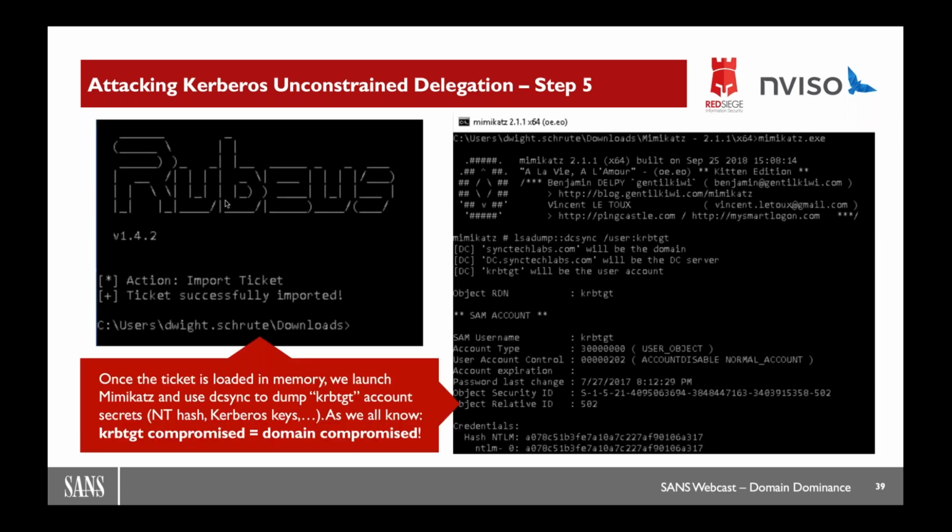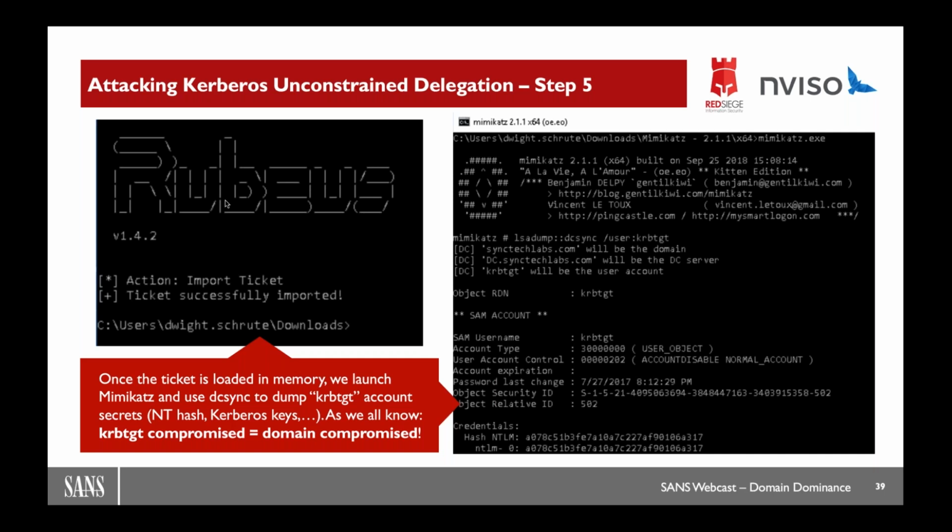Boom, what can I do? DCSync, and for example, get the krbtgt account. So I now went from a system with unconstrained delegation to domain admin immediately, or to an account which has DCSync privileges. Very nice.